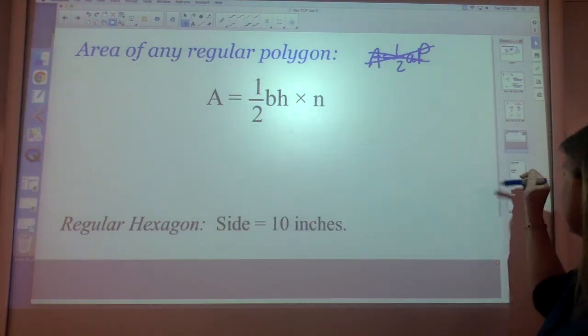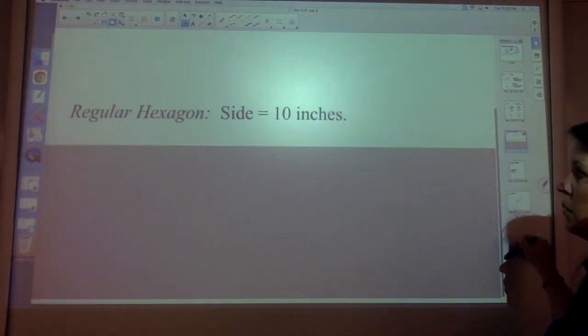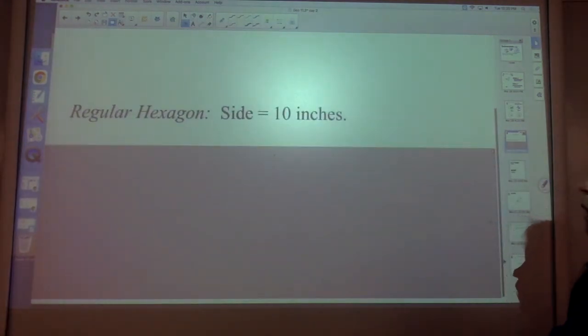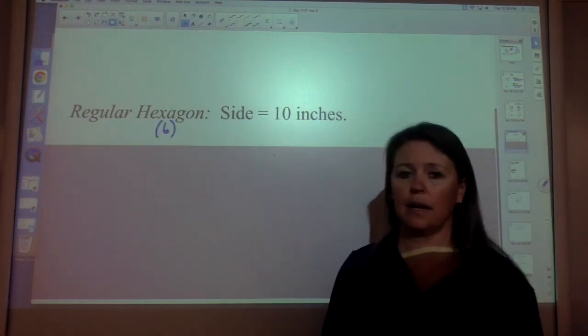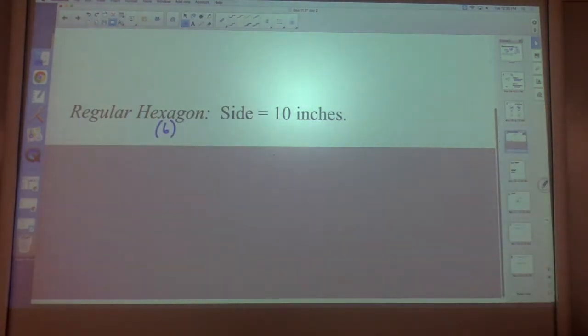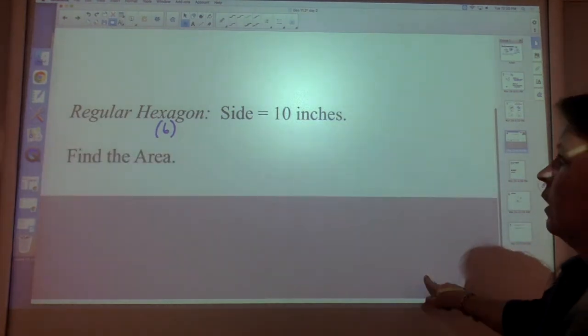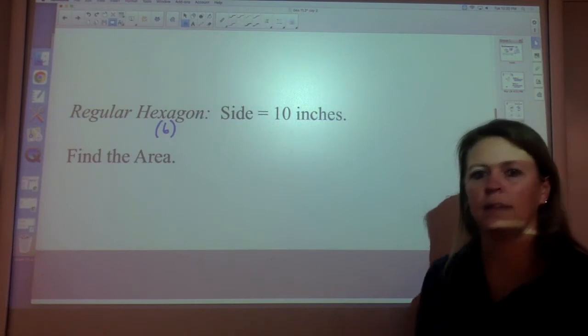So we're going to practice some of these. Get a calculator handy so that you can practice typing them in. A regular hexagon. So here's where it comes in handy that you know that a hexagon is a six-sided figure. The side is 10 inches. We need to find the area.